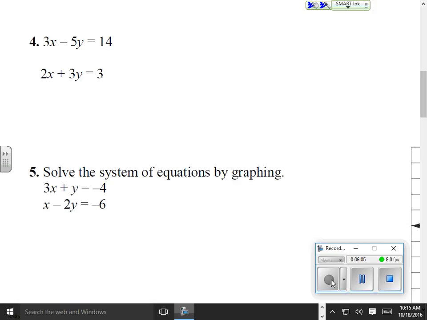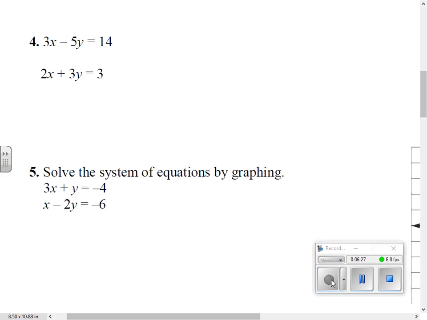Number 4, in order to use elimination, since 2, I can't multiply something by 2 and get 3, at least integer-wise. I can't multiply 3 by anything to get 5, so I may have to adjust both equations. Since I already have opposite signs there, I'm going to try to get the y's to drop out. So if I can get them to become a negative 15 and a positive 15, all I'll have to do is multiply the top equation by 3 and the bottom equation by 5.